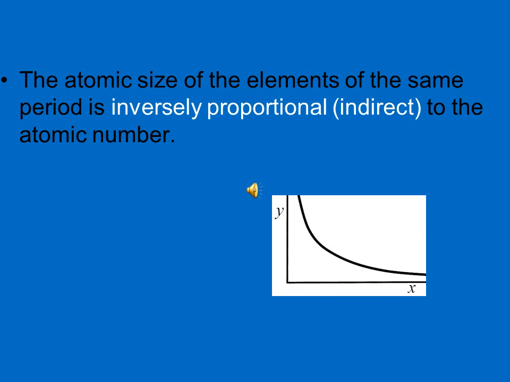So there is an indirect relation between the atomic size and the atomic number, because by increasing the atomic number, atomic size decreases. So that's an indirect relation. The atomic size is inversely proportional to the atomic number. And this graph shows the indirect relation between the atomic size and the atomic number.